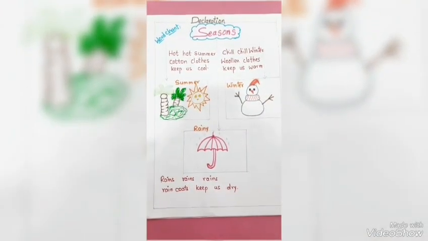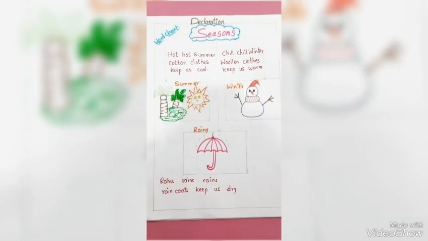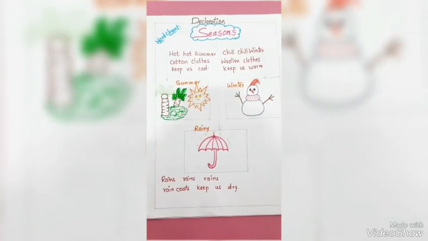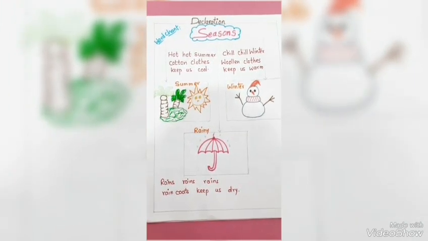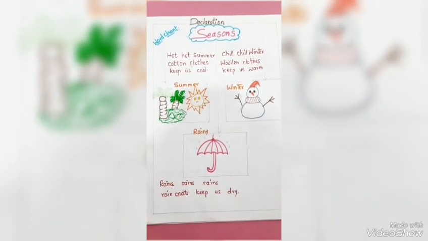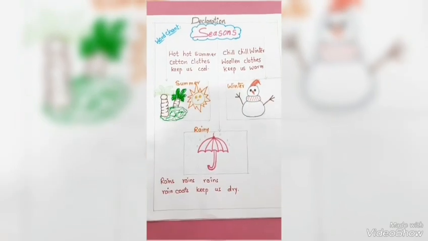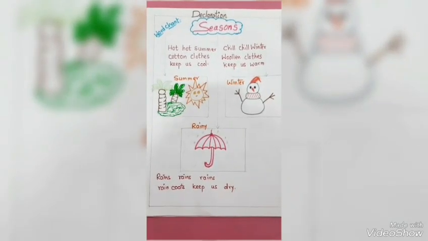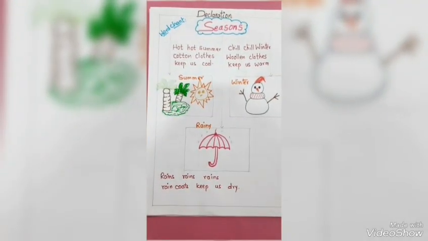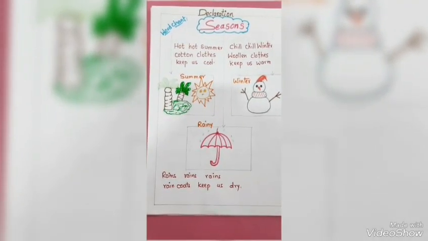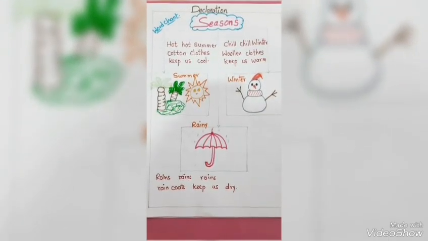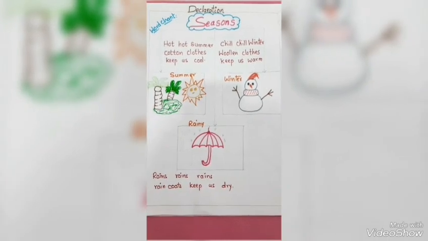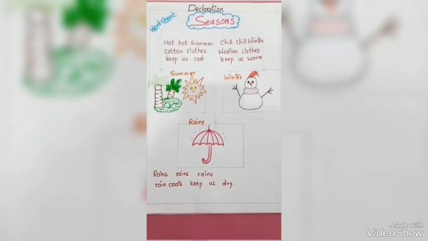Declaration. Word chant. Today we are learning more about seasons. Hot, hot summer, hot, hot summer, cotton clothes keep us cool. Rains, rains, rains, raincoat keep us dry. Chill, chill, winter, woolen clothes keep us warm.